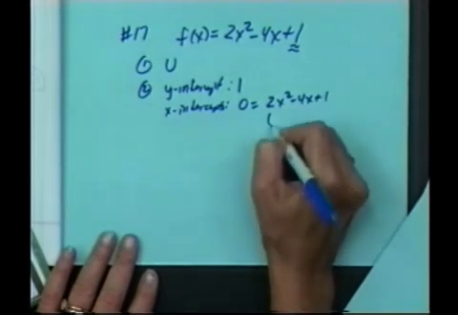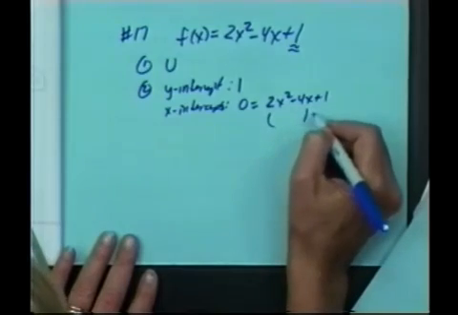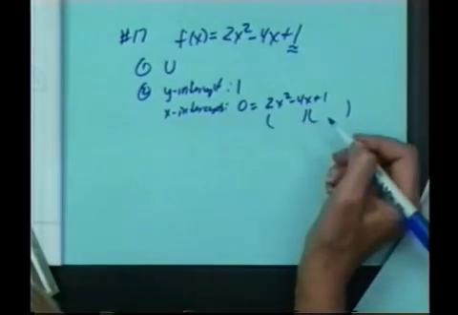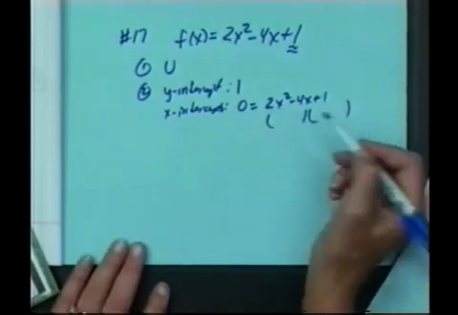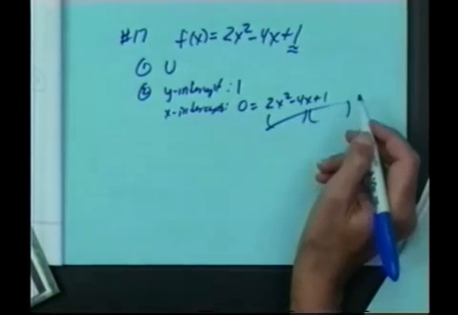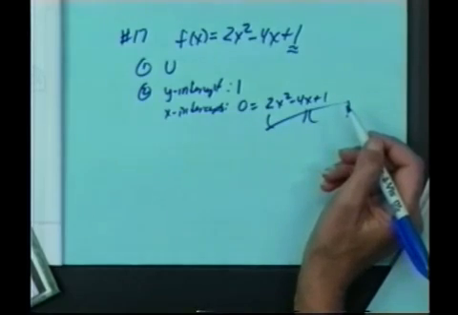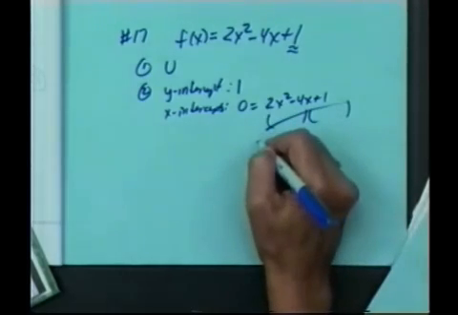Is this going to factor? I think it does, doesn't it? I'm pretty sure it does. Oh, no, it doesn't. I was thinking that was a 4. So if it doesn't factor and you needed to know what the x-intercepts were, what would you do? Quadratic formula.